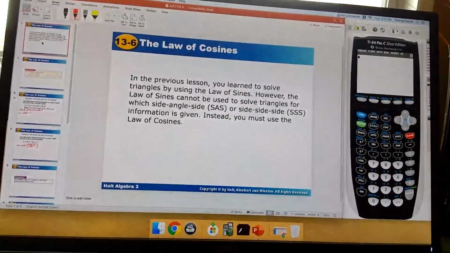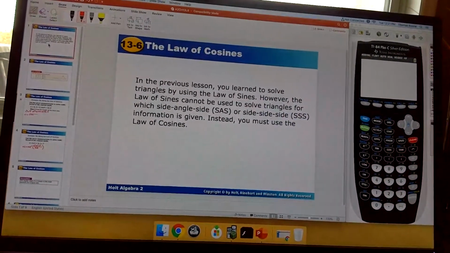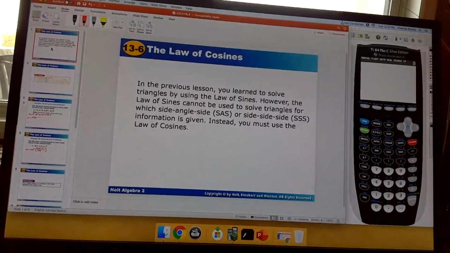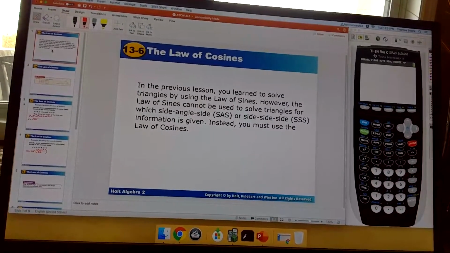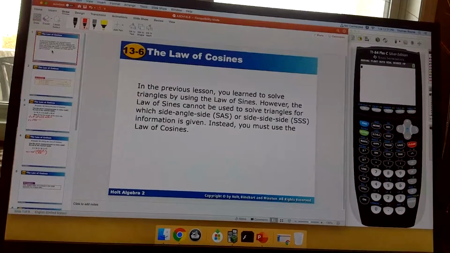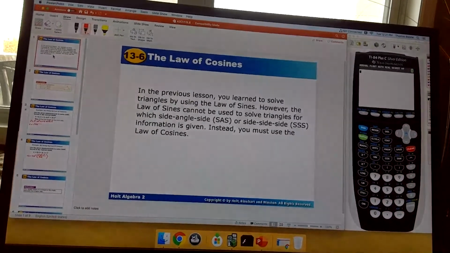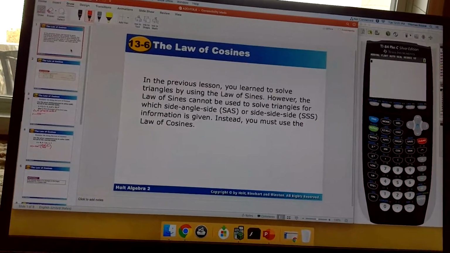All right, here we go. The last lesson of the year, 13.6. After this, you should be ready for your last chapter 13 test, the last test of the year. You should be all set to go. Congratulations. It's been a fun year.